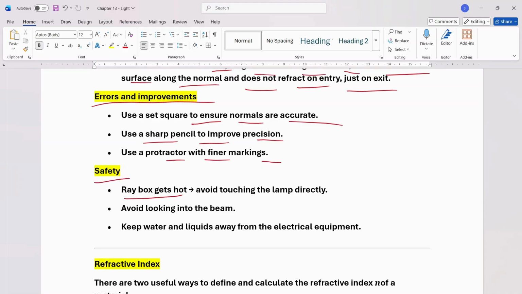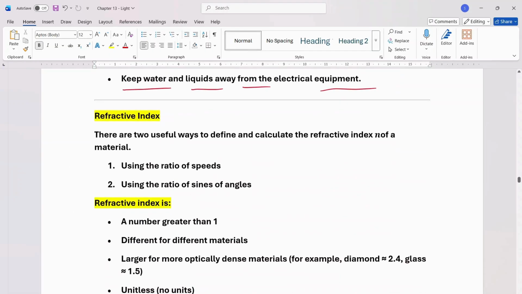Safety: the ray box gets hot. Avoid touching the lamp directly. Avoid looking into the beam. Keep water and liquids away from the electrical equipment.